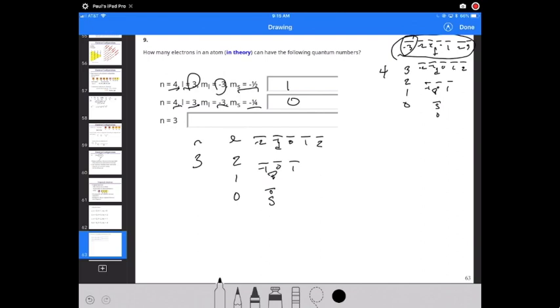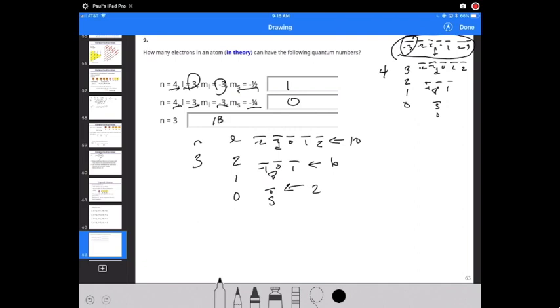Is there anything else that is defined here? No. So that means how many electrons can live in all of this? How many can live here? 2. And how many can live here? 6. And how many could live there? 10. And 10 plus 6 is 16 plus 2 is 18.